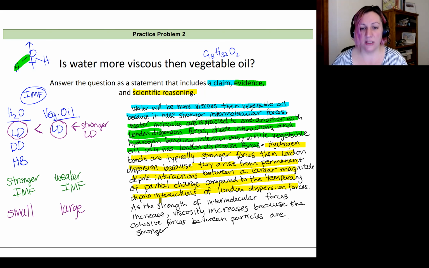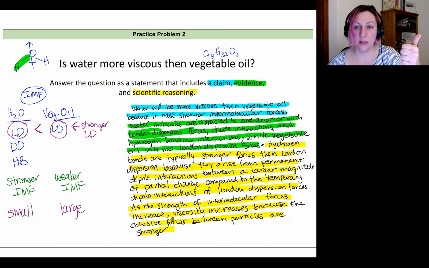As the strength of intermolecular forces increase, viscosity increases because the cohesive forces between the particles are stronger. So I need to have something in here, and it can look a lot different than this, that explains why more intermolecular forces mean a higher viscosity. And so that's that second piece of my scientific reasoning, because my claim really was two pieces. It was water will be more viscous than oil, and it's because it has stronger intermolecular forces. So I'm going to explain both of those. I'm going to explain how my evidence supports that initial claim. All right, so that's one way you can answer this.